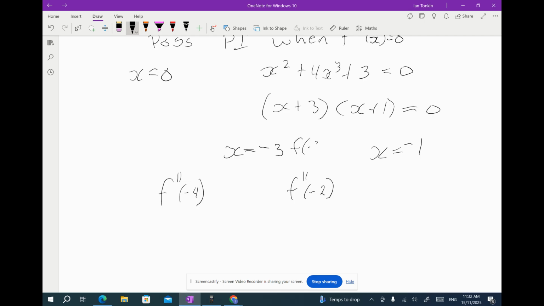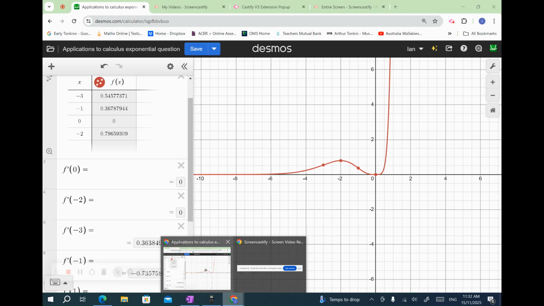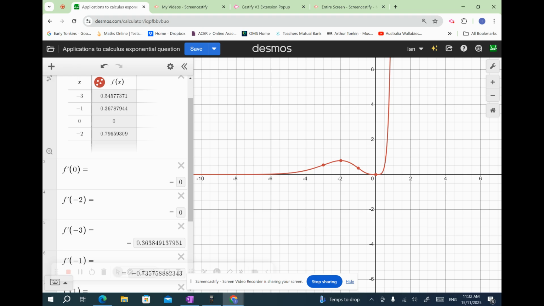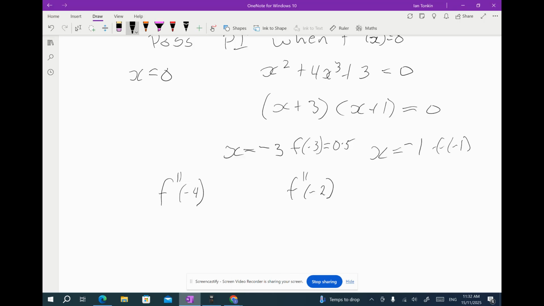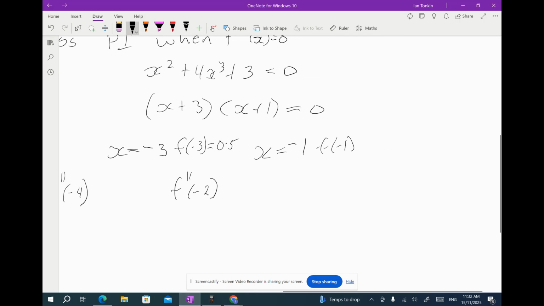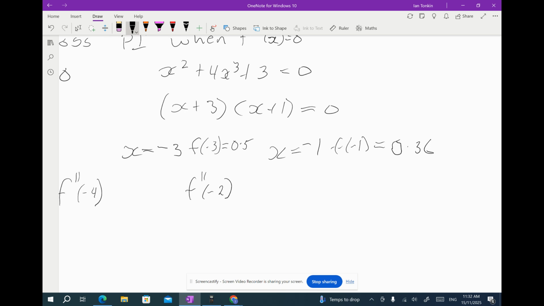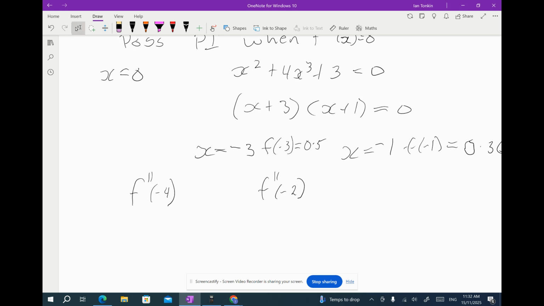f of -3, what we say, equals 0.5. So there's our point. And f of -1, what was it again? Double check. 0.36. f of -1 equals 0.36. Now, we're checking to see if concavity changes either side of -3.